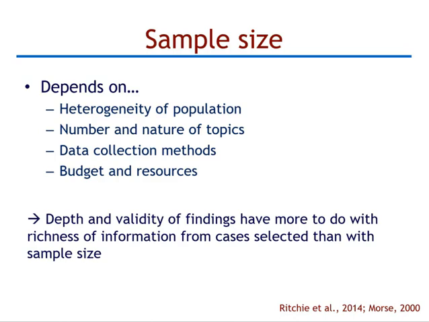Now, all of this said, the depth and the validity of findings that you get from qualitative research has really more to do with the richness of the information you get from the participants or the cases that you've selected. And it has less to do with the specific sample size. You could have a really large sample, but if the information isn't very rich, right, if maybe the quality of the interviews isn't very high, then it's not that helpful that you had more people. Compared to a smaller sample where the quality of the information is really rich, that's more useful.